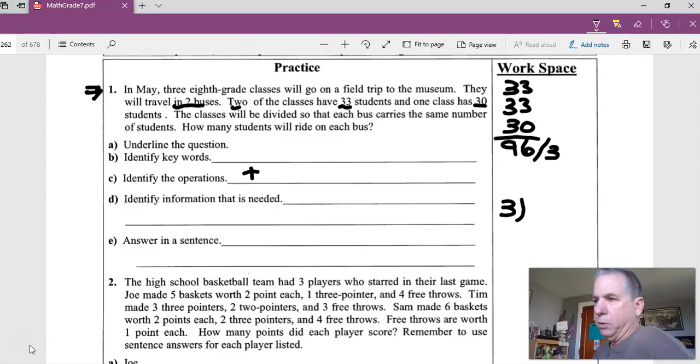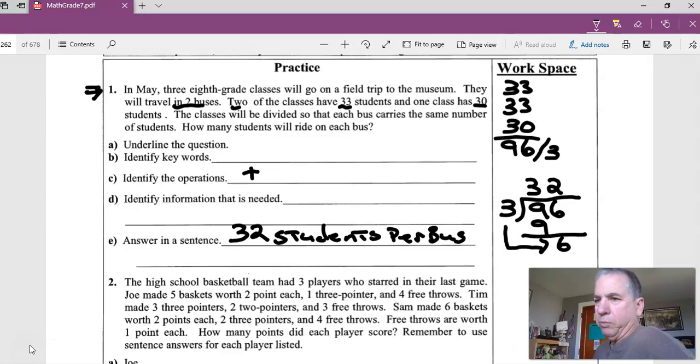3 into, how many times will 3 go into 9? Or 3 times what number equals 9? 3. 3 times 3 is 9. Let's bring that down. 6 minus 0 is 6. 9 minus 9 is a 0. We're just going to leave that. And then we ask ourselves, how many times will 3 go into 6? Or 3 times what number will equal 6? 2. And I think we have our answer. What's the answer? 32 students. 32 students will ride on each bus. That will give us the equal number.